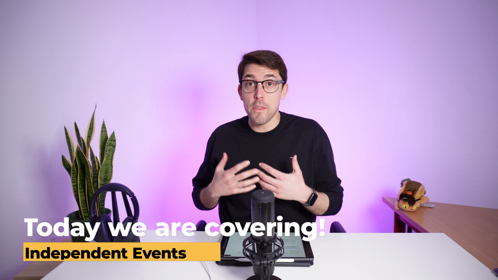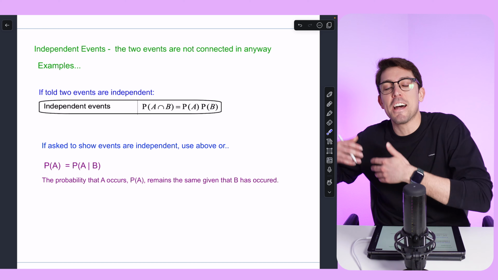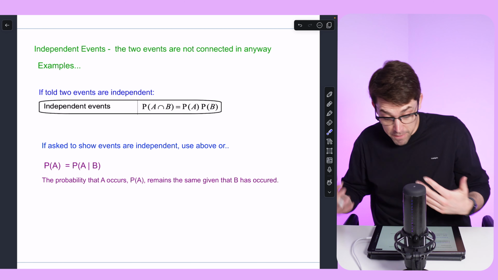If you're asked to show whether events are independent, we could use the above property, or we can say that the probability of A is the same as the probability of A given that B happens. That might look a little weird, but think about what it means. If they are completely independent, it doesn't matter if B happens. It should be the same probability of A. It is not affected by the other event.